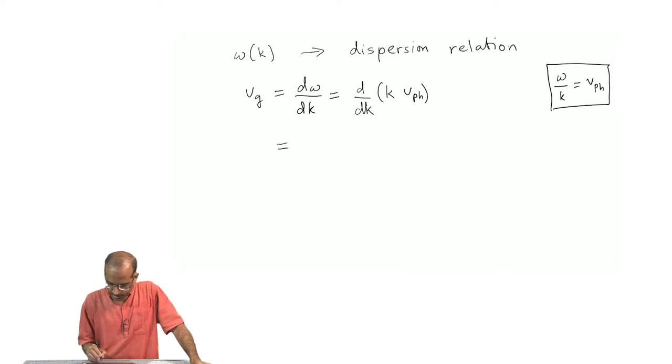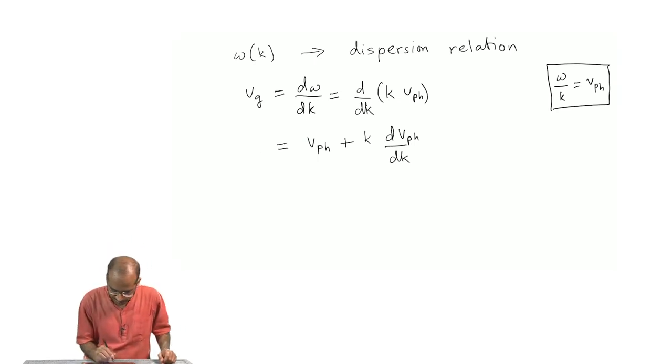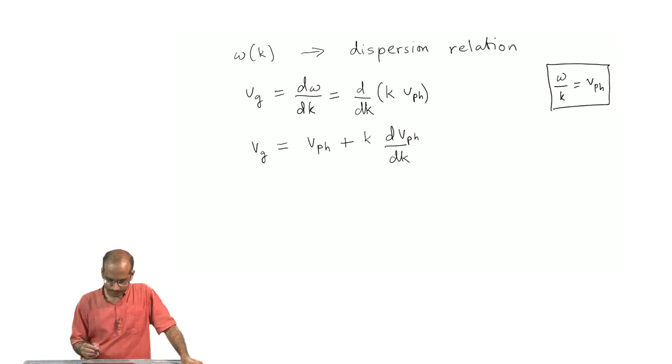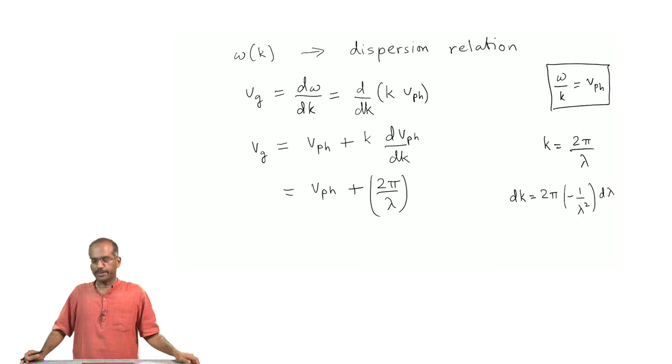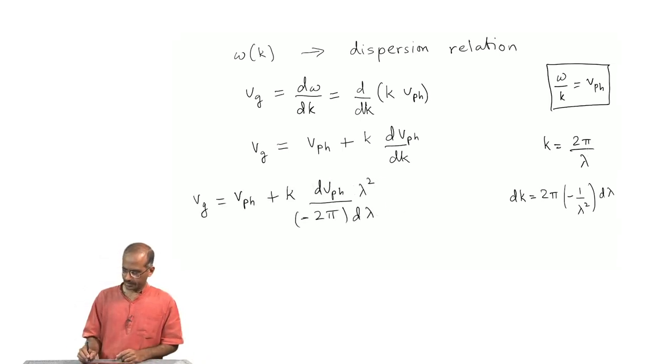So, if I differentiate this, I will have, and now this can also be written in terms of the wavelength. Sometimes it is convenient to work with wavelengths, in which case one could just make the substitution that k is equal to 2 pi by lambda. So, if k is 2 pi by lambda, dk would be 2 pi multiplied by minus 1 by lambda square multiplied by d lambda.